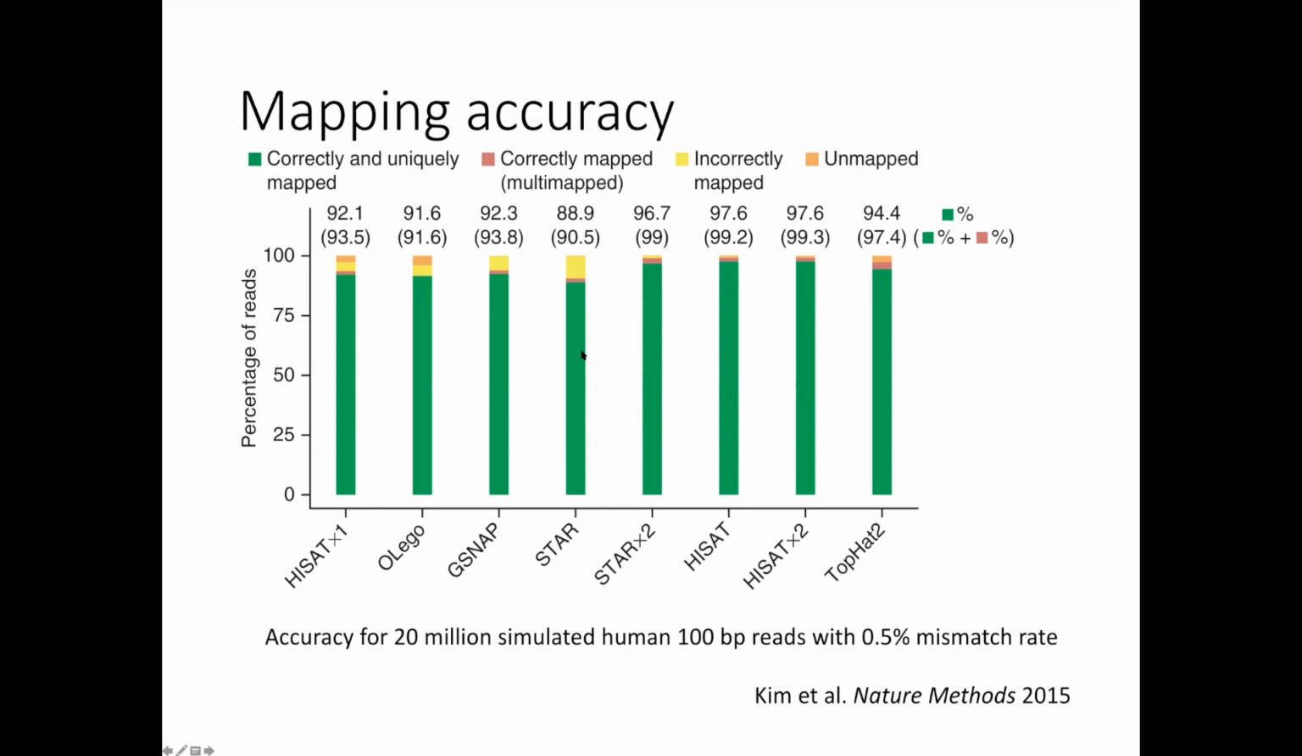But if you remember, STAR and HiSat were much faster than the other ones, and they don't really perform worse in mapping accuracy by any means. If anything, they are doing a better job. So that's why you should use this. I recommend STAR and HiSat.